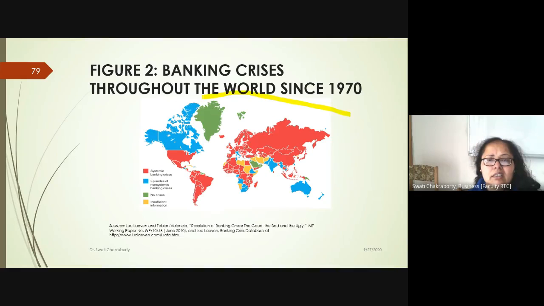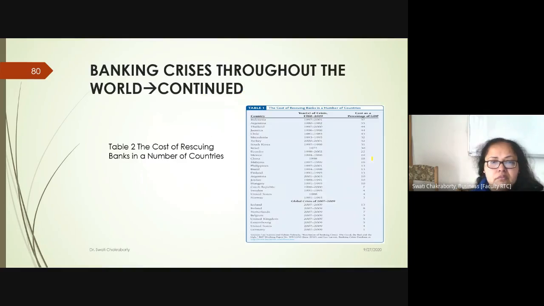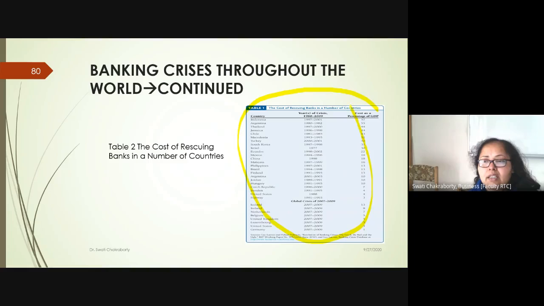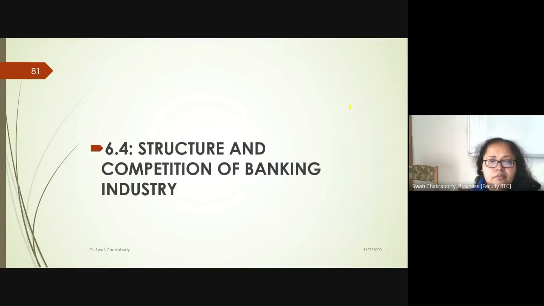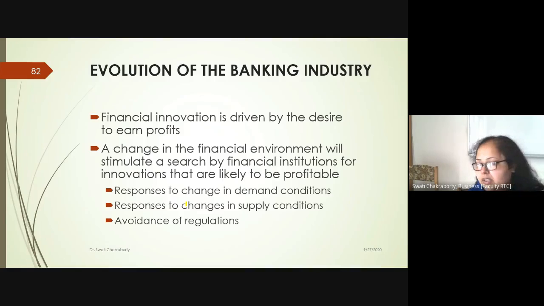See this graph, which shows the financial crisis throughout the world, where it happened. This is the example where we have the table again, country-wise. Okay, next topic is structure and competition of the banking industry. All right, so evolution of the banking industry.